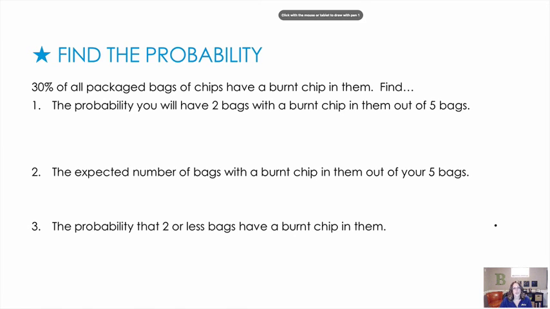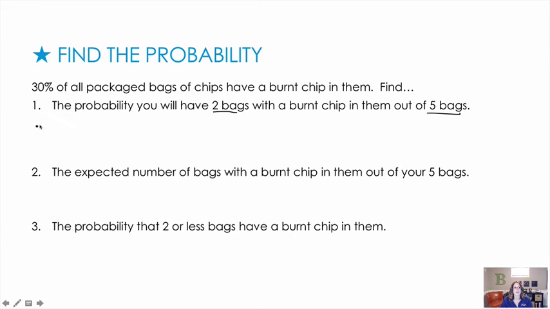So here we have 30% of packaged bags of chips have a burnt chip in them. I don't like the burnt ones, but my sister-in-law loves them. So 30% have a burnt chip. Find first the probability that you'll have 2 bags with a burnt chip out of 5. So 2 out of 5.